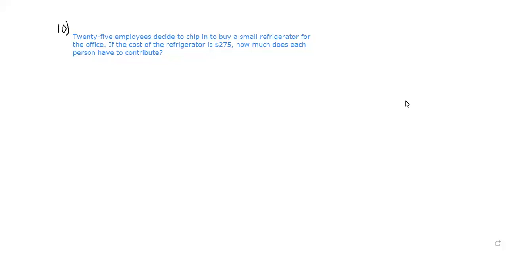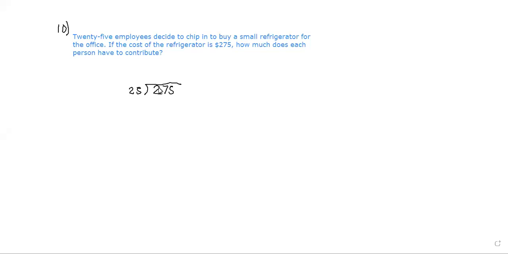So this is an example of a division problem. The total amount that we have to divide up is $275. We're going to use long division for this because it's going to be pretty short. It's being divided by 25 people, so 25 is what we're dividing into that. We want to know how much each person has to contribute to get this refrigerator. So you simply divide the 275 by the 25.